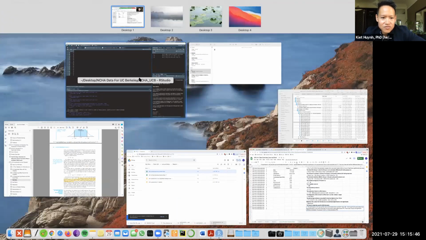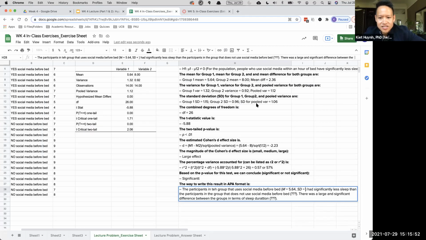Standard deviation isn't listed here, remember. But the variance is, and from the variance we calculated the standard deviation earlier. So standard deviation for group 1 is 1.15. Okay. Here's where you put the mean and the standard deviation for the second group. Mean equals 8 point something. Standard deviation for group 2 is 0.96. There was a large significant difference between the groups in terms of sleep duration.